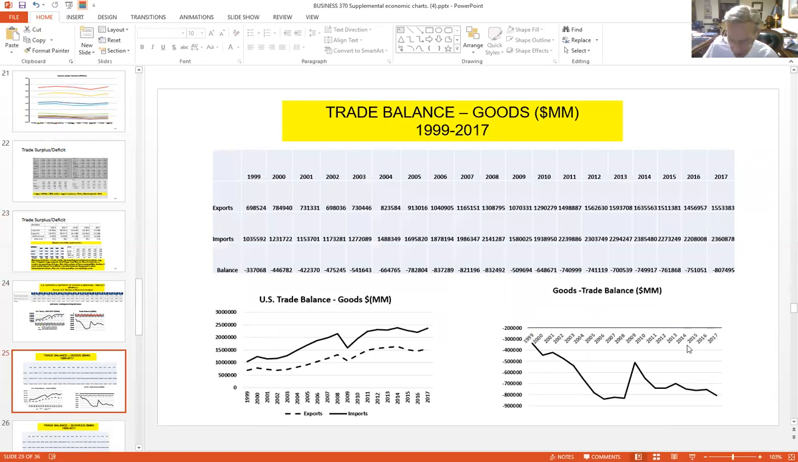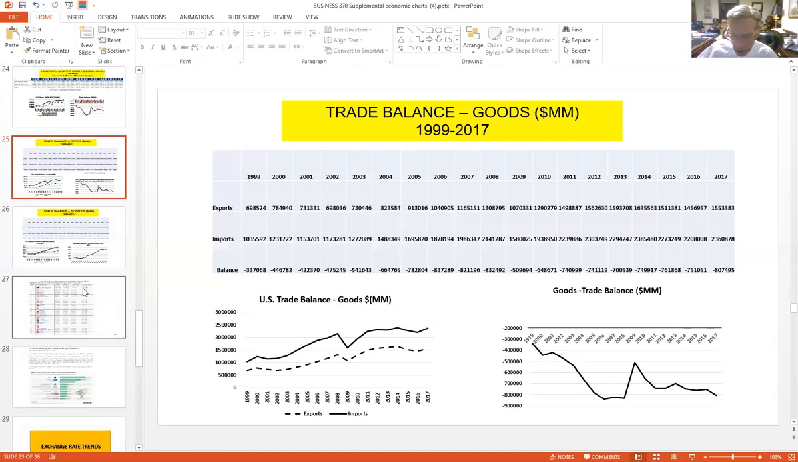Here is that same trade balance just for goods, just for merchandise. And as you can see, the merchandise trade balance has become really severe. It's the goods, it's the tangible stuff. By 2017, over $800 billion. But we said a minute ago that it was over 500. What accounts for the difference? If the trade balance in merchandise is that large and getting worse, see the trend?